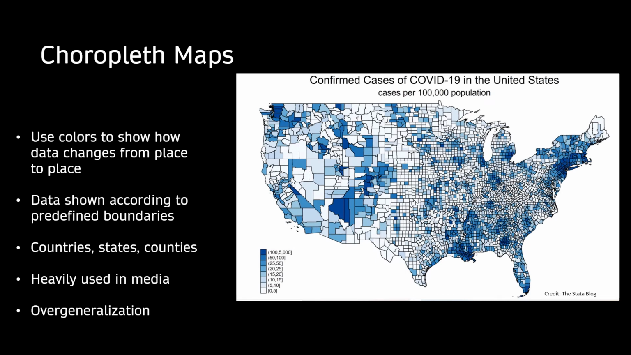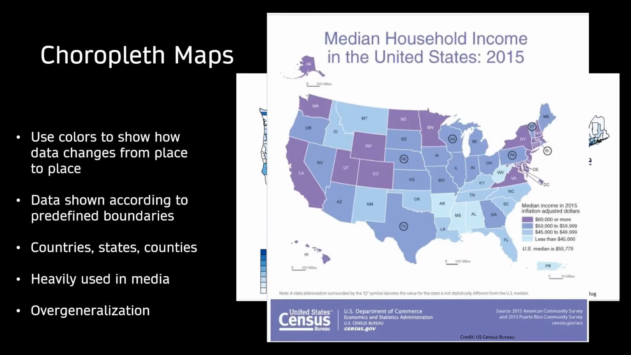Moving on to choropleth maps, and these are maps that use colors to show how data changes from place to place. And they're showing that data according to a predefined boundary. So at this map that we're looking at here, that predefined boundary is the county level across the United States, right? And it's showing the confirmed cases of COVID-19 based on population defined by that county level. Similarly, in this map, we're looking at state level data, right? So this is the median household income in the United States in 2015, defined by that state level boundary.